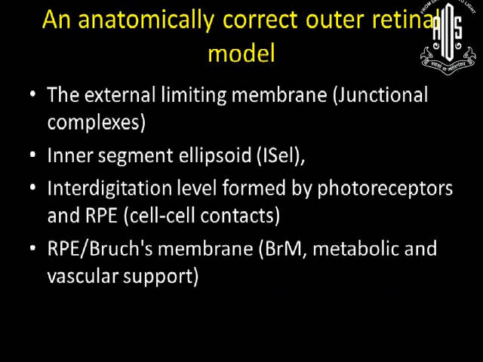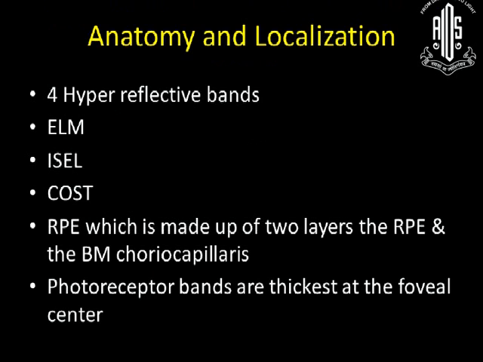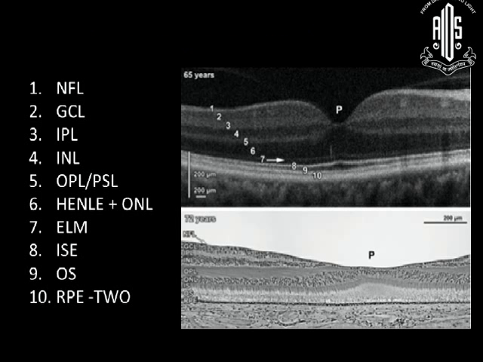So an anatomically correct model is the external limiting membrane, also called the junction complexes, the ISOS level or the inner segment ellipsoids, the interdigitation zone or the COST line, also called the cell-cell contact layer, and the RPE-Bruch's complex. Again, we were talking about the four hyperreflective bands. Now instead of four, we're considering five bands. The RPE is divided into two now. Another picture showing those: you see you have the ELM, the ISOS, the COST, and the RPE-Bruch's complex.